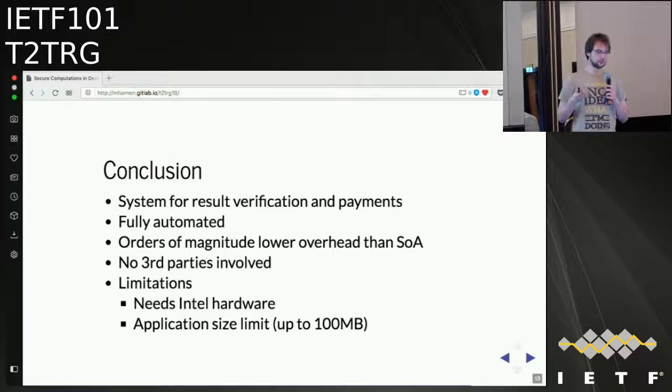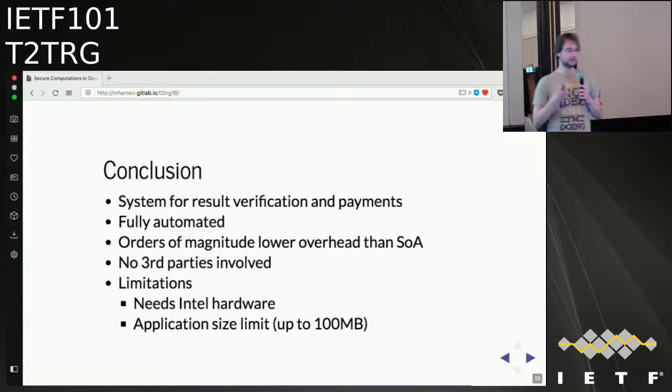However, we have those limitations because it runs on Intel SGX, so it is required by the hardware. And currently, the limit of the application is up to 100 megabytes.